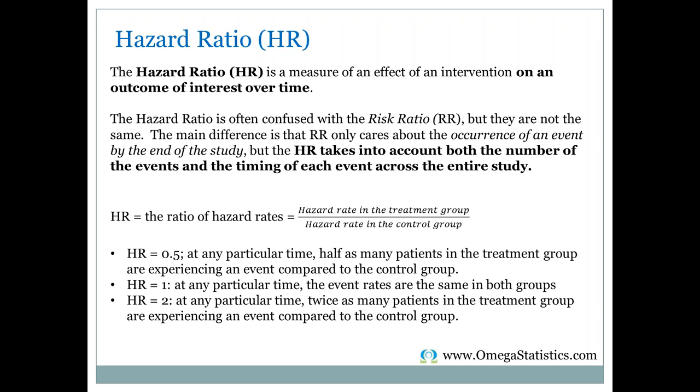You can look at different points in time, right? And so that's what I'm saying here, that the hazard ratio takes into account both the number of the events and the timing, okay, and not just the end of the study. So a hazard ratio here is a ratio of the hazard rates, okay? So we have the hazard rate in the treatment group divided by the hazard rate in the control group, okay?